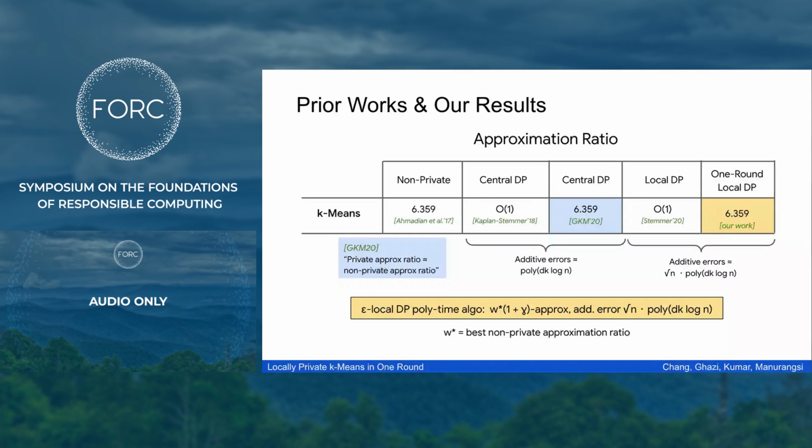More formally, if there is a non-private approximation algorithm with approximation ratio W*, then we can get an epsilon-local DP algorithm that requires only one round that gets an approximation ratio of W* times (1 plus gamma) for any parameter gamma, and an additive error that is of the order of square root of n times poly(d, k, log n). And note here that the square root of n factor is necessary as proved by Stemmer.